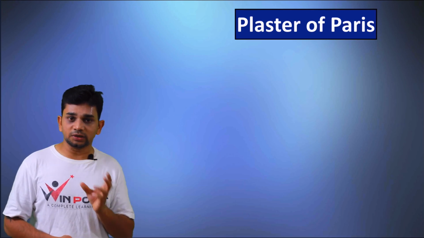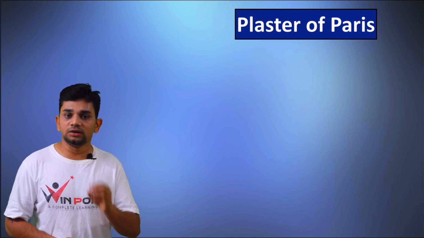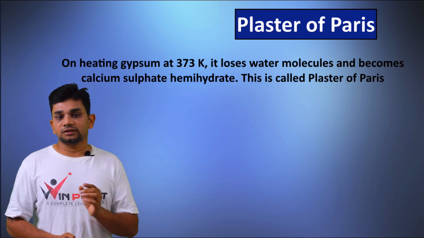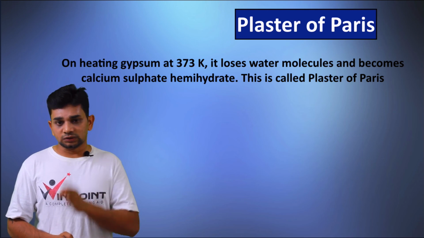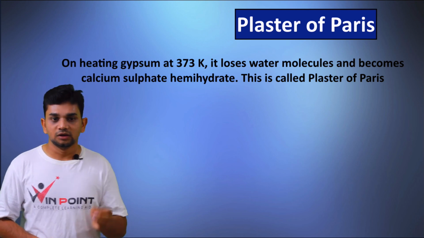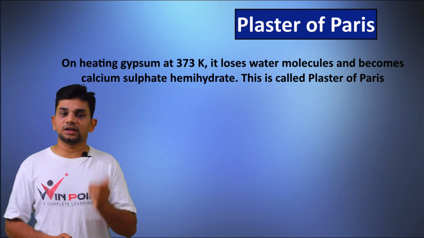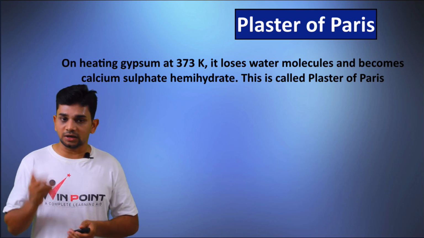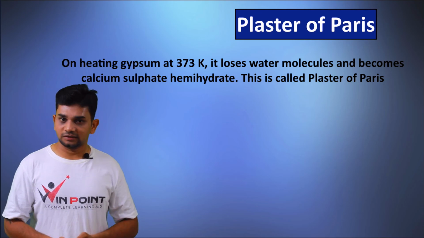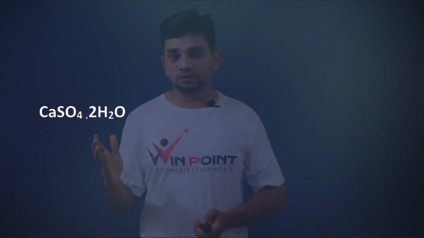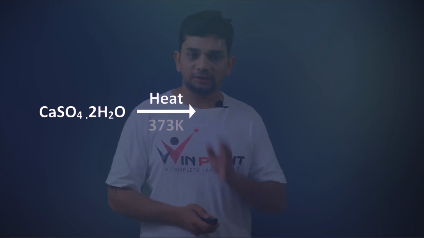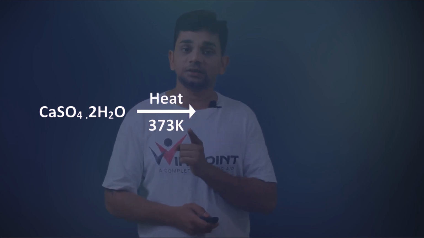When we are heating this gypsum at 373 Kelvin, we will get plaster of Paris. So the method is, on heating gypsum at 373 Kelvin, it loses water molecules and becomes calcium sulfate hemihydrate. This is called plaster of Paris. It is gypsum, CaSO4.2H2O. When we are heating this gypsum, the temperature is 373 Kelvin.